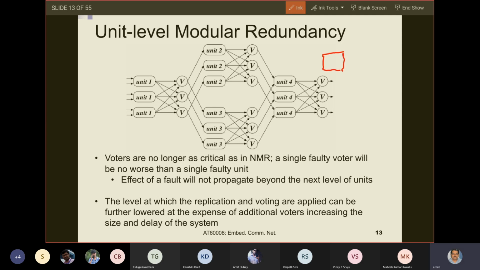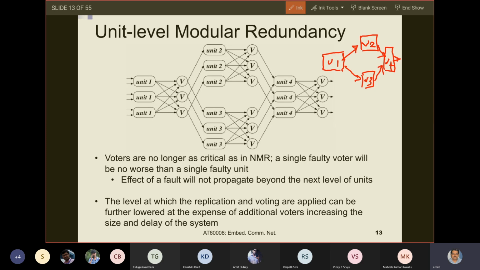You have unit 1, it connects to 2 units, unit 2 and unit 3, and the output of both of them goes to unit 4, which produces the output. So this is the system. The original system is this. Very badly drawn, I understand, but the original system is this.